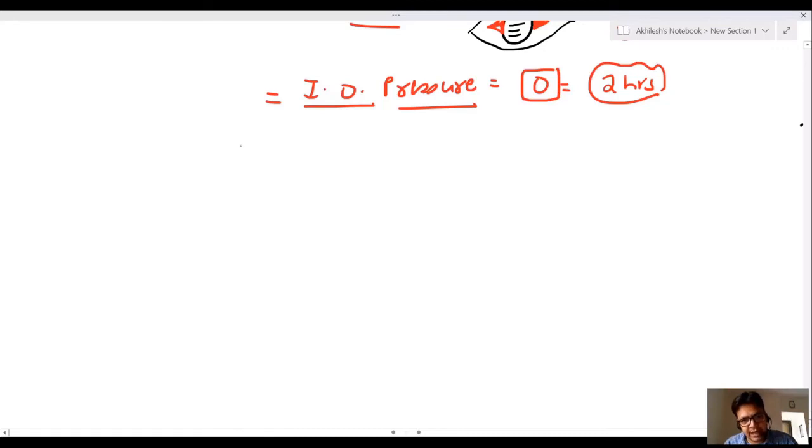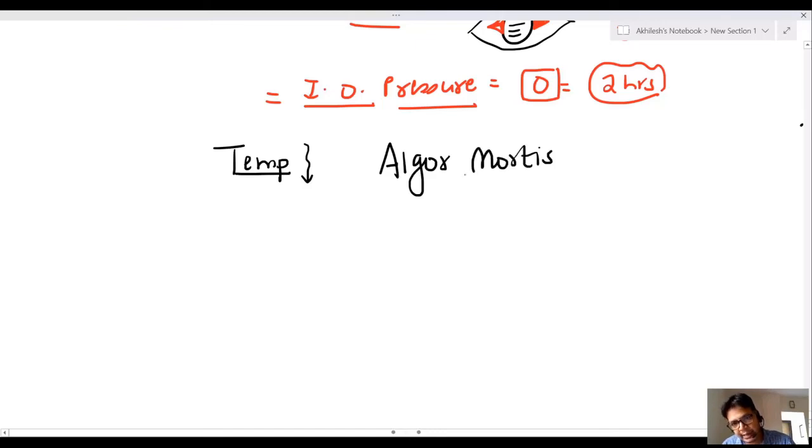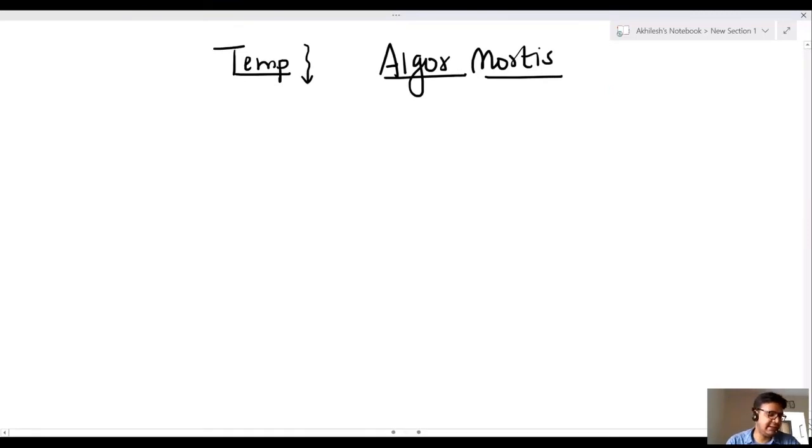Now I am coming to, sir, after death, temperature decreases. And this phenomenon is known as algor mortis. After death, temperature decreases. This phenomenon is known as algor mortis.